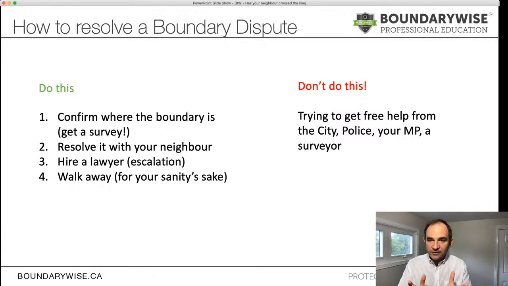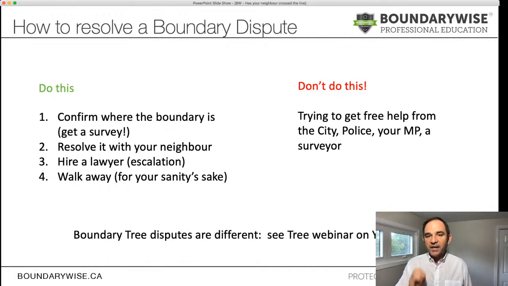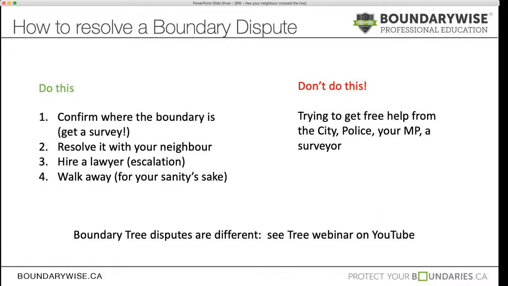Now, in all of this, those of you who were with us last week when we talked about trees will know that our behavior towards trees is slightly different. Specifically, with a boundary tree, trees are sometimes dealt with differently by municipalities, because the province and the municipality take on a certain amount of responsibility for the protection of trees, for protection of the urban forest.